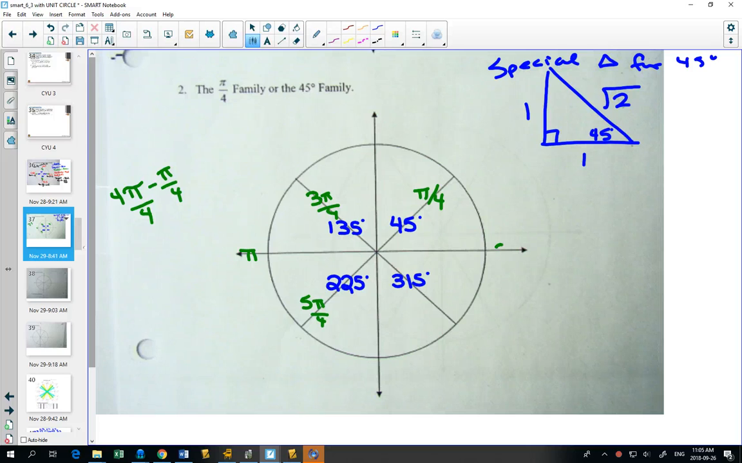All the way around is 2 pi. And 2 pi is equal to 8 pi over 4. So if you subtracted 1 pi over 4, this will be 7 pi over 4.